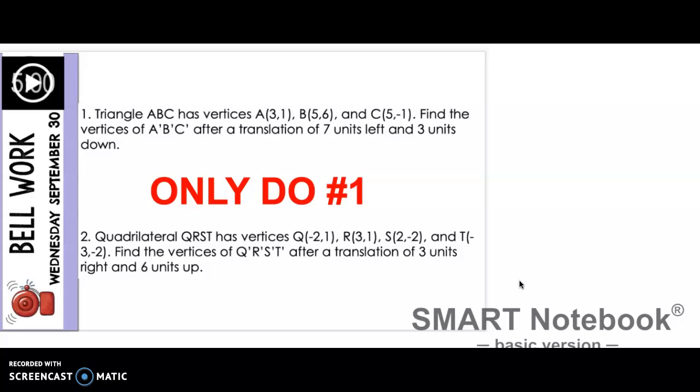Number one says triangle ABC has vertices where point A is at the coordinate 3, 1, point B has the coordinates of 5, 6, and point C has the coordinates 5, negative 1. We want to find the vertices of A prime, B prime, C prime after a translation of 7 units left and 3 units down. So we're going to take this triangle ABC and we're going to slide it. Remember, a translation is a slide, 7 units left and 3 units down.